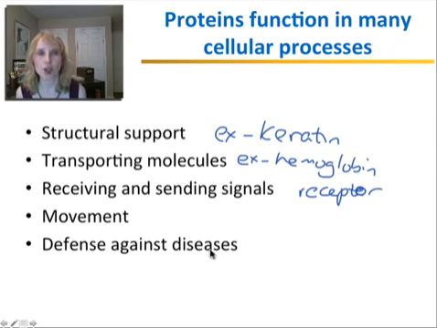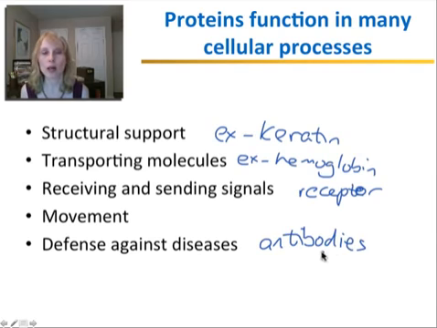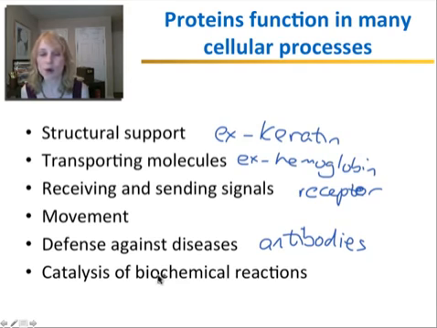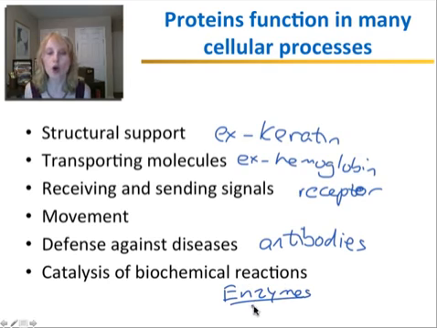Then some proteins function to defend you against diseases. Antibodies, which you might have heard of already, are proteins that fight viruses and bacteria that invade your body. And lastly, some proteins function to catalyze or speed up biochemical reactions. These proteins are called enzymes. Enzymes speed up biochemical reactions inside living cells. Without them, the reactions would not happen fast enough for you to even stay alive. You'll learn a lot more about all of these different types of functions throughout the year.